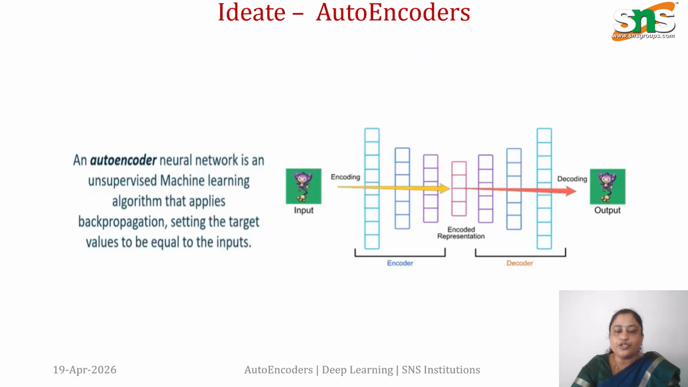As I told you, an autoencoder is a neural network and it is also an unsupervised machine learning algorithm. Here it applies backpropagation. If you give an input, it tries to reconstruct the same image as the output. So this is the working principle of an autoencoder.